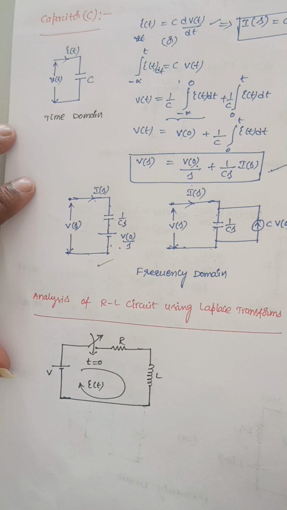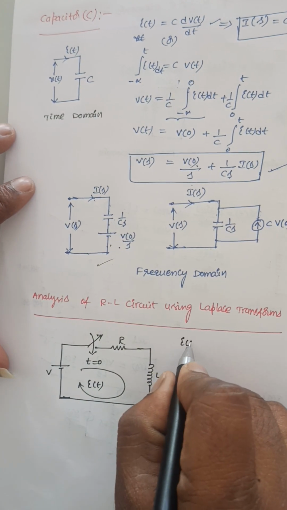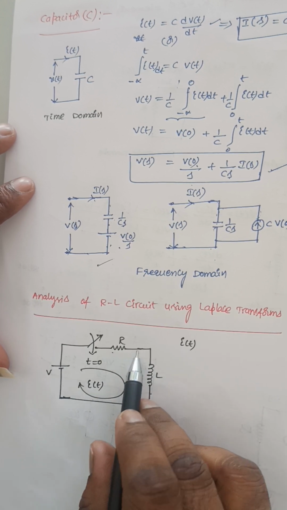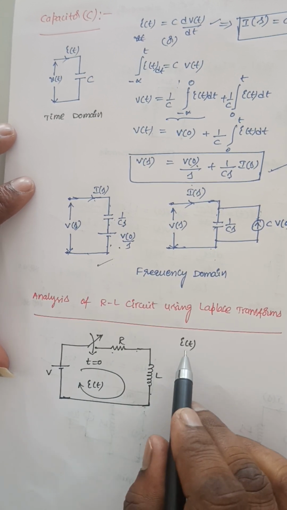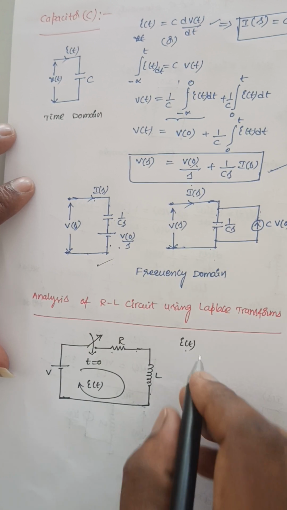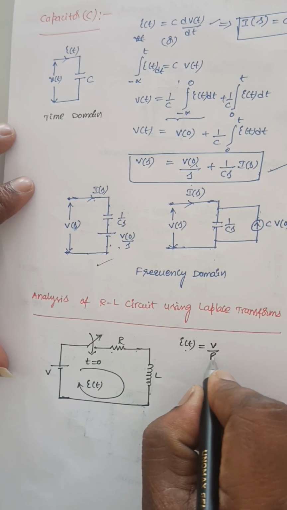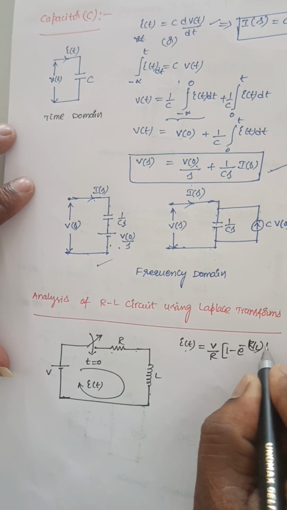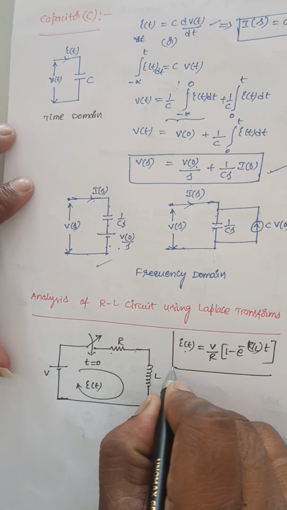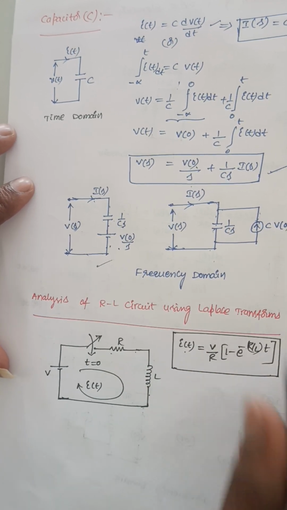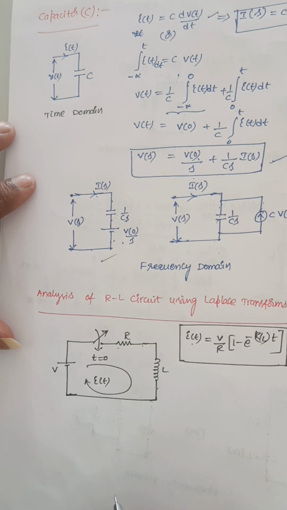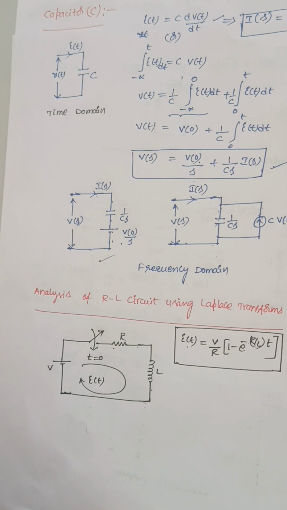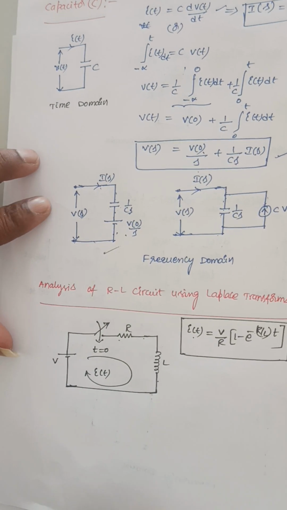Now what I need to find here is this I of t expression, or we can also find VL of t, the voltage across the resistor VR of t, mainly the current through the inductor I of t. This expression I am going to prove: V by R into 1 minus e power minus R by L into t. I am going to prove this expression using Laplace transforms. Using the time domain analysis, we already proved this. Now I am using this Laplace transform approach to prove the expression.